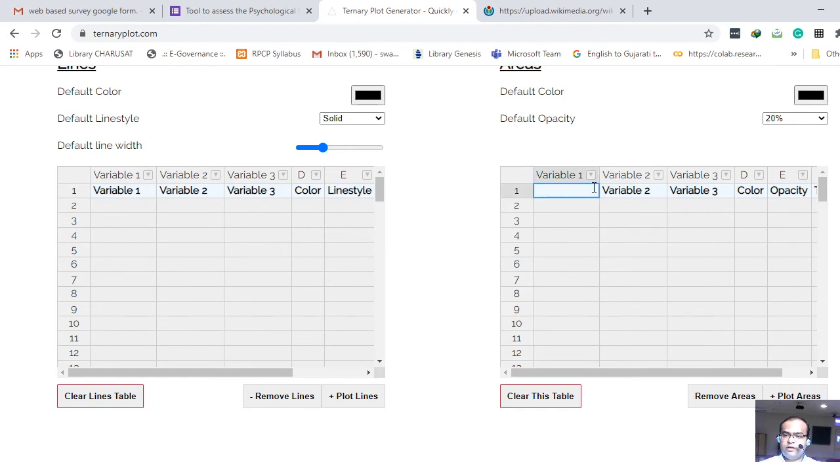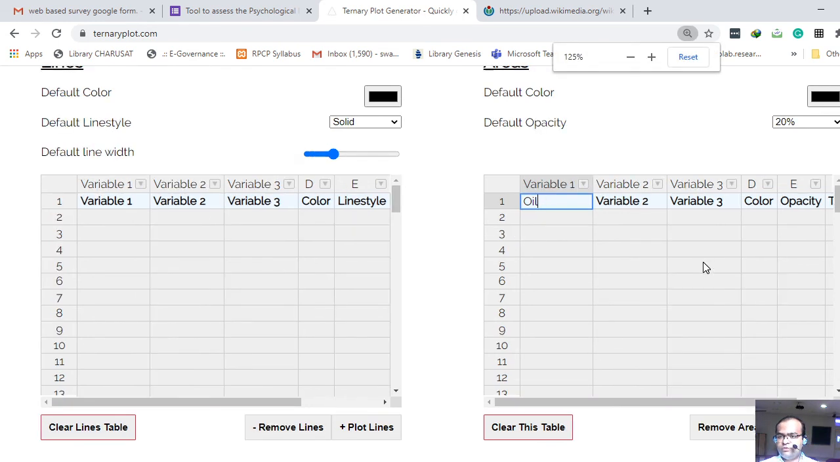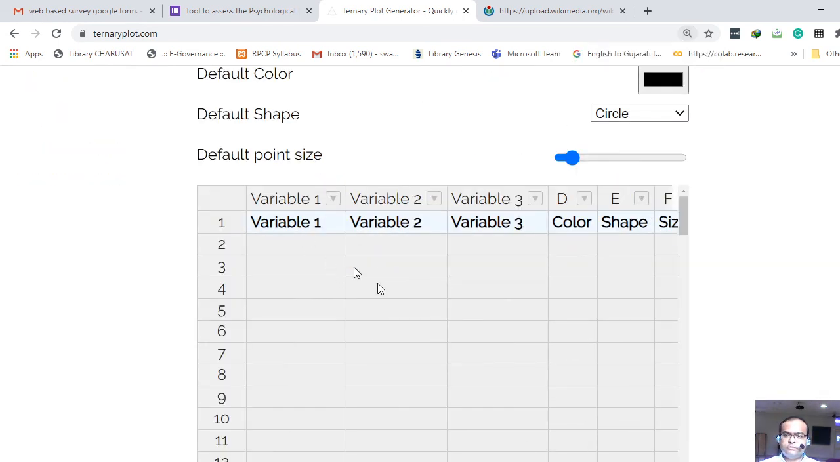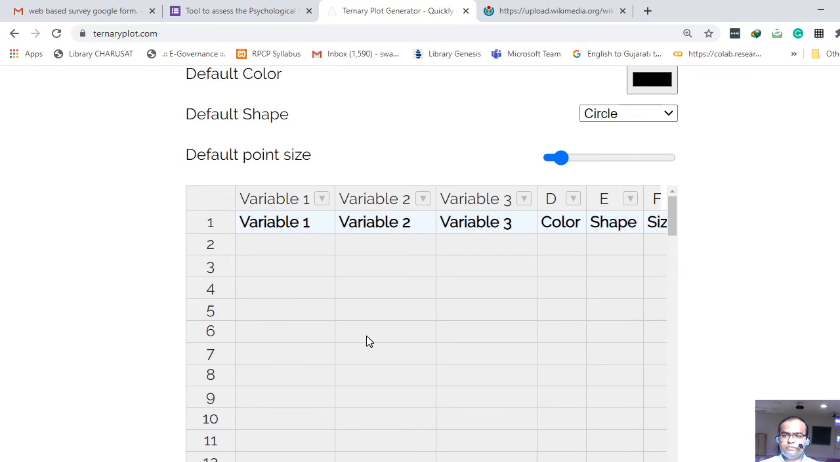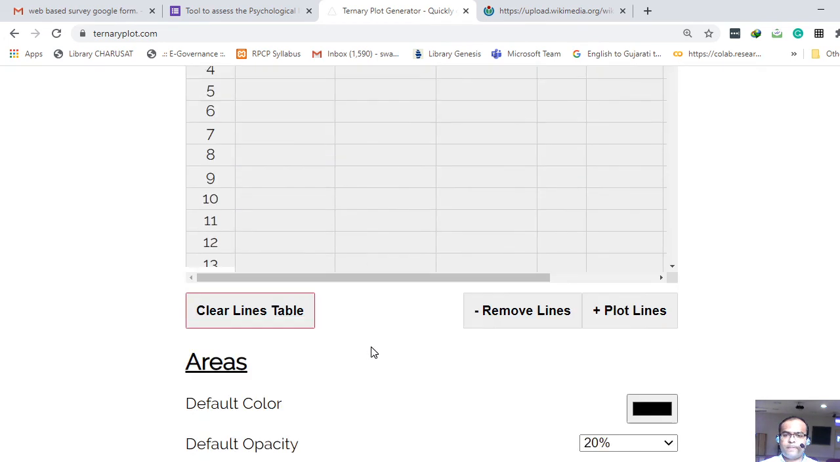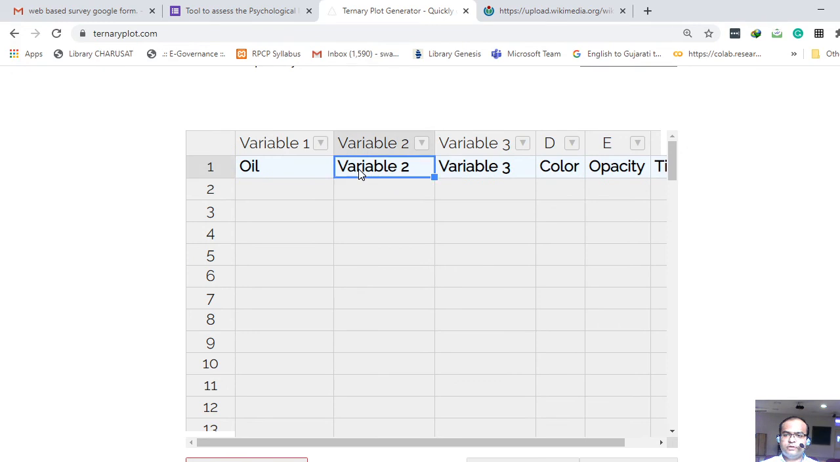The name of the variable, let me zoom in. Let's say I have just written oil, then surfactant and water. Now again, actually we don't have surfactant, we have S-mix, because it's a pseudo ternary phase diagram. So it's just a mixture of S-mix in 1:1 proportion.